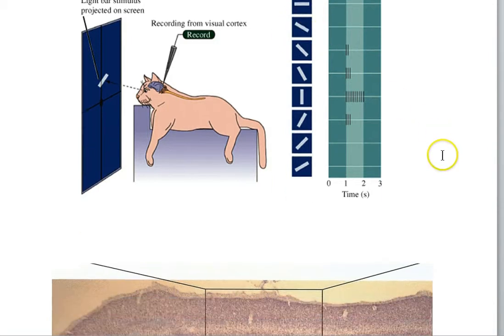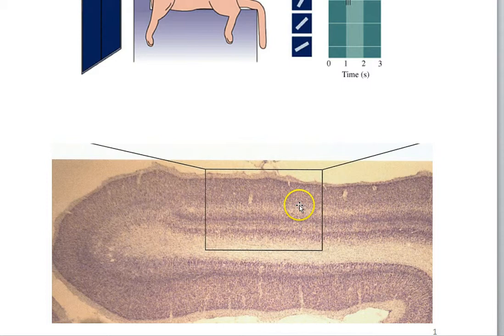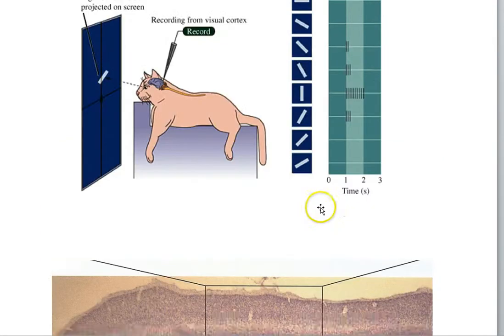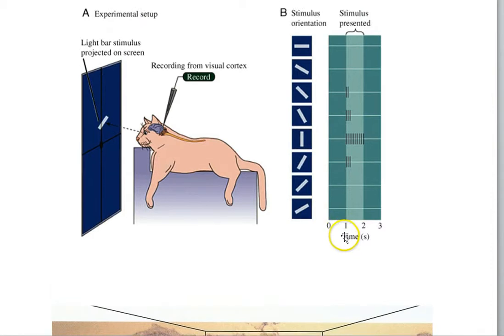So there were populations of cells in the visual cortex here, receiving information ultimately from the retina. But these cells in the visual cortex seem to be tuned, seem to be maximally excited by edges of different orientations. So we can call these orientation cells or edge detectors.